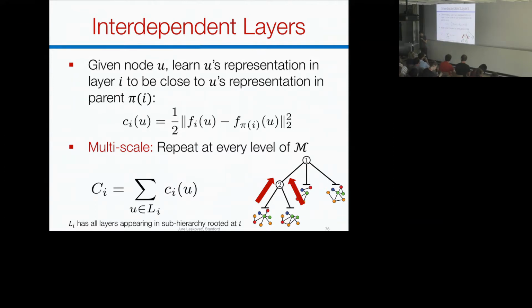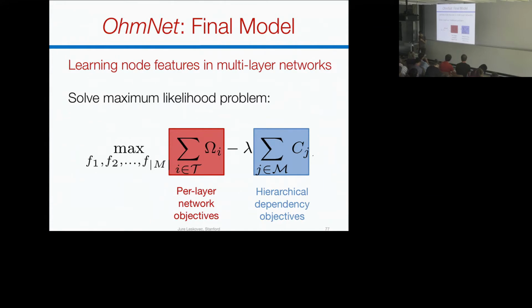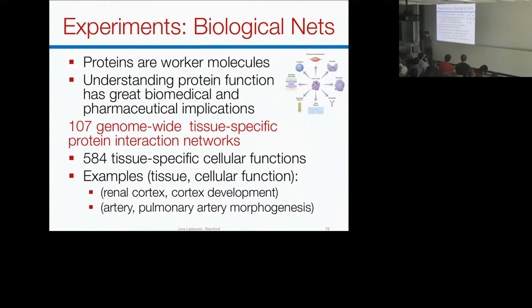And the reason why I want to show you this is because the application of this is, I think, super cool, right? So here I'll be talking about protein interaction networks, right? The way to think about this is proteins are these worker molecules in our cells, and they go around and do stuff for us, right? And if you know how proteins go around and what function they have, this is amazingly important, both in terms of biomedicine, but also in terms of drug development and so on.